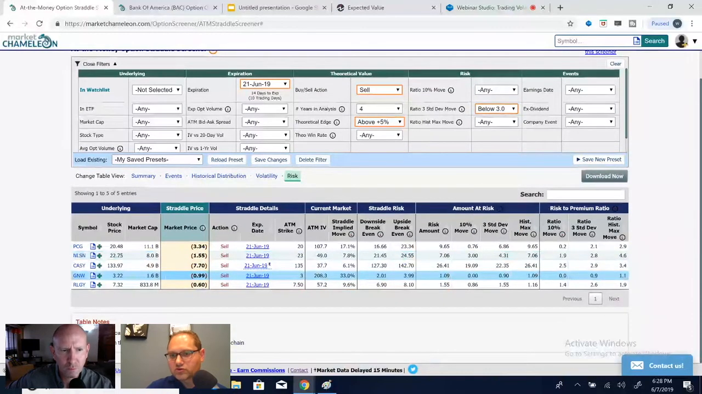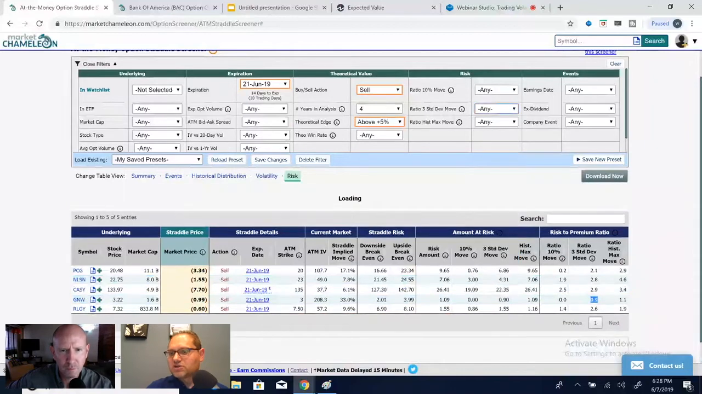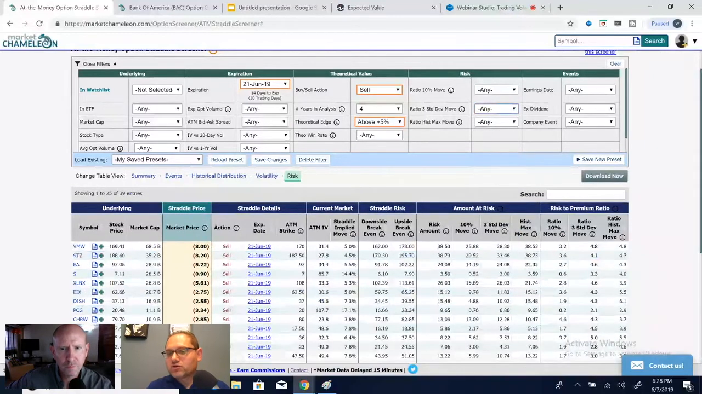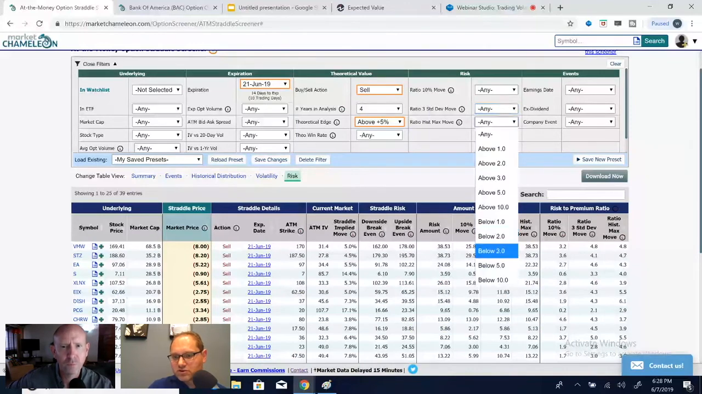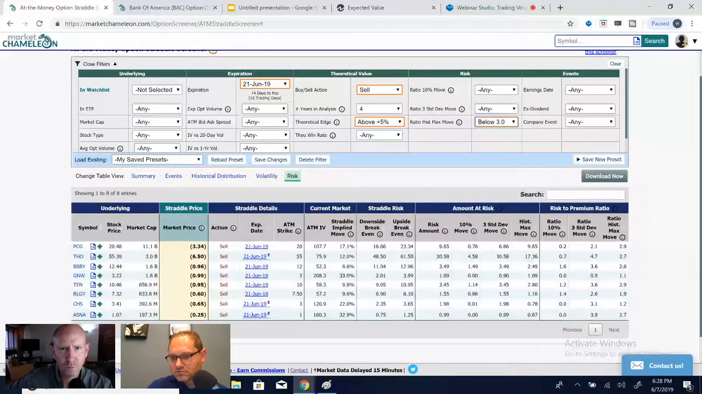So you could do something like that. So how much of your risk is covered by the premium, right? Same thing with historically big move. Does that make sense?